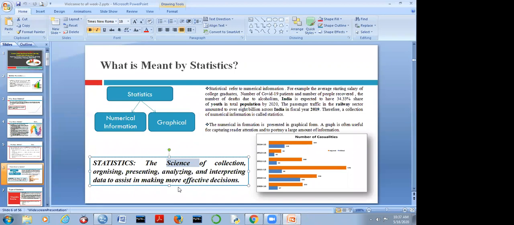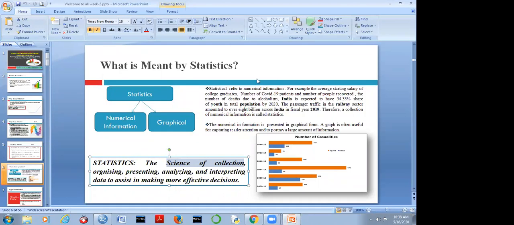So all your profit, your customer maximization, your market enhancement, everything depends upon decision. And decision will be good when you can collect the proper data. That is the science of collection, organizing, presenting, analyzing, and interpreting. These are the phases, the steps of statistics. We collect the data, organize, present, analyze and interpret the data to assist us in making effective decisions.